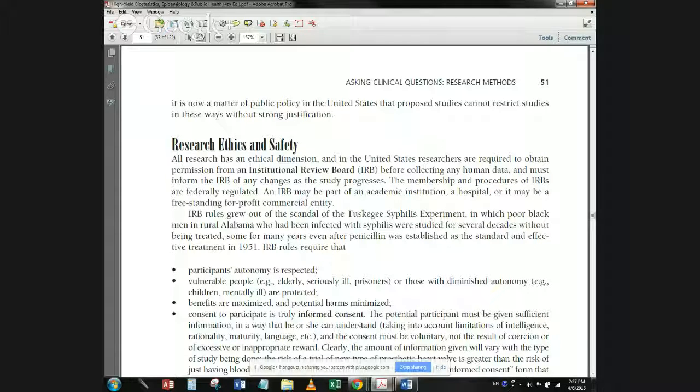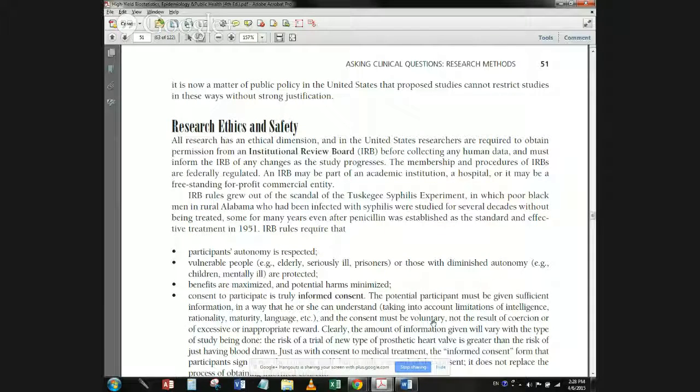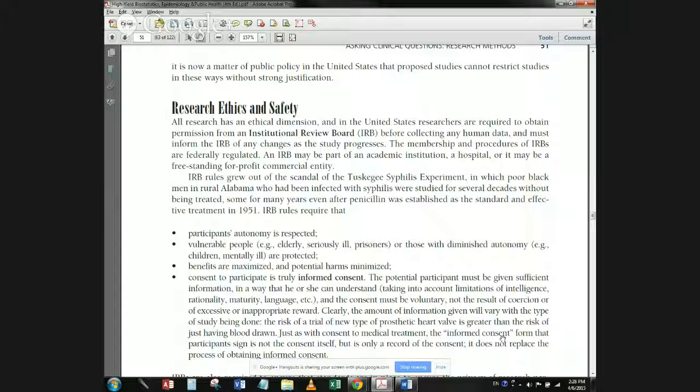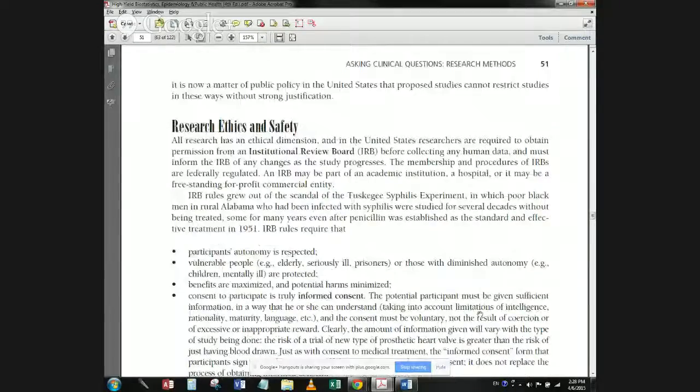Clearly, the amount of information given will vary with the type of study being done. The risk of a trial of a new type of prosthetic heart valve is greater than the risk of just having blood drawn. Just as with consent to medical treatment, the informed consent form that participants sign is not the consent itself, but is only a record of the consent. It does not replace the process of obtaining informed consent.